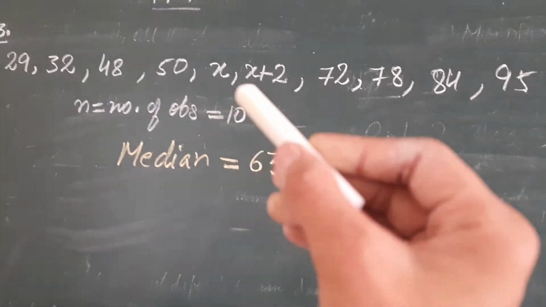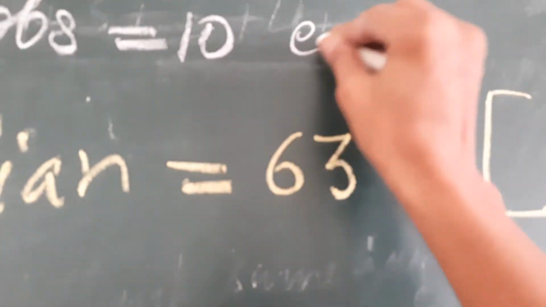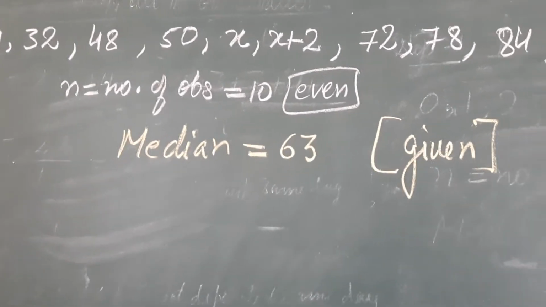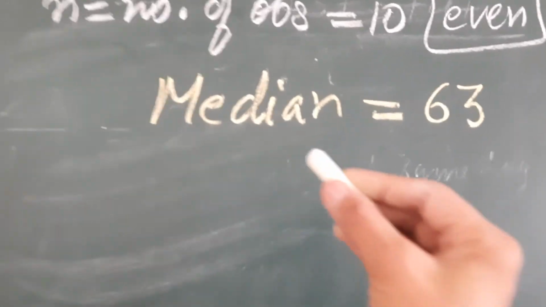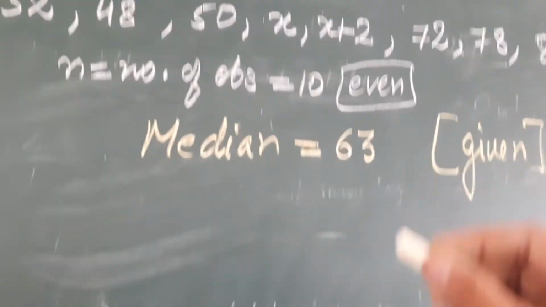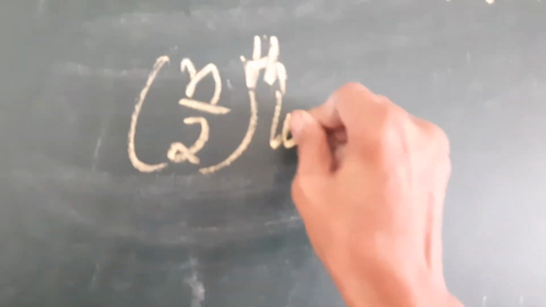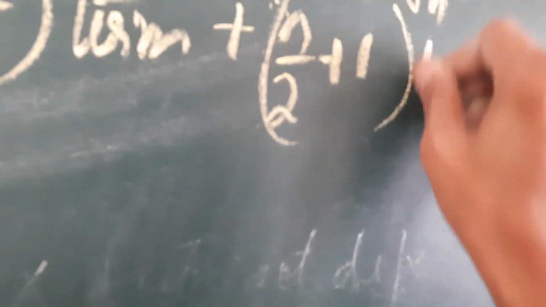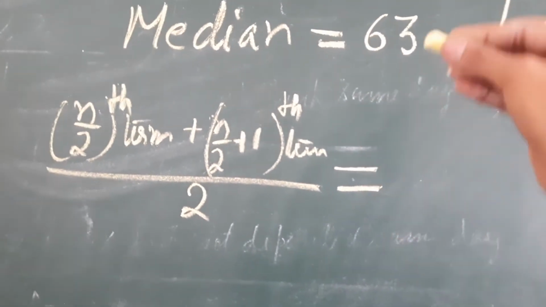The number of observations: 1, 2, 3, 4, 5, 6, 7, 8, 9, 10. So n is 10. That means an even number of observations. If there is an even number of observations, we'll apply the same formula, but in this case the median is already given to us. So we'll put the value of the median for an even number of terms. The formula is, speak out: n by 2th term plus (n by 2 plus 1)th term, divided by 2. And the value of this median is given to us, 63.